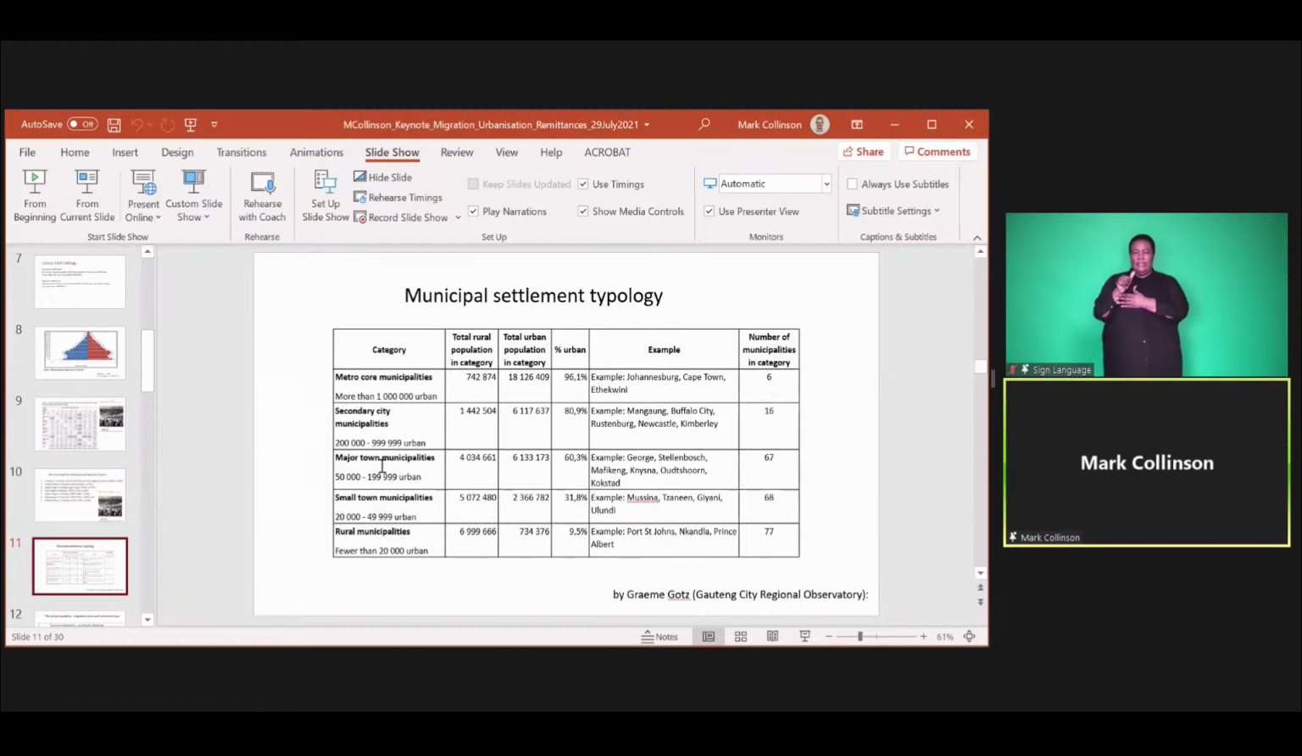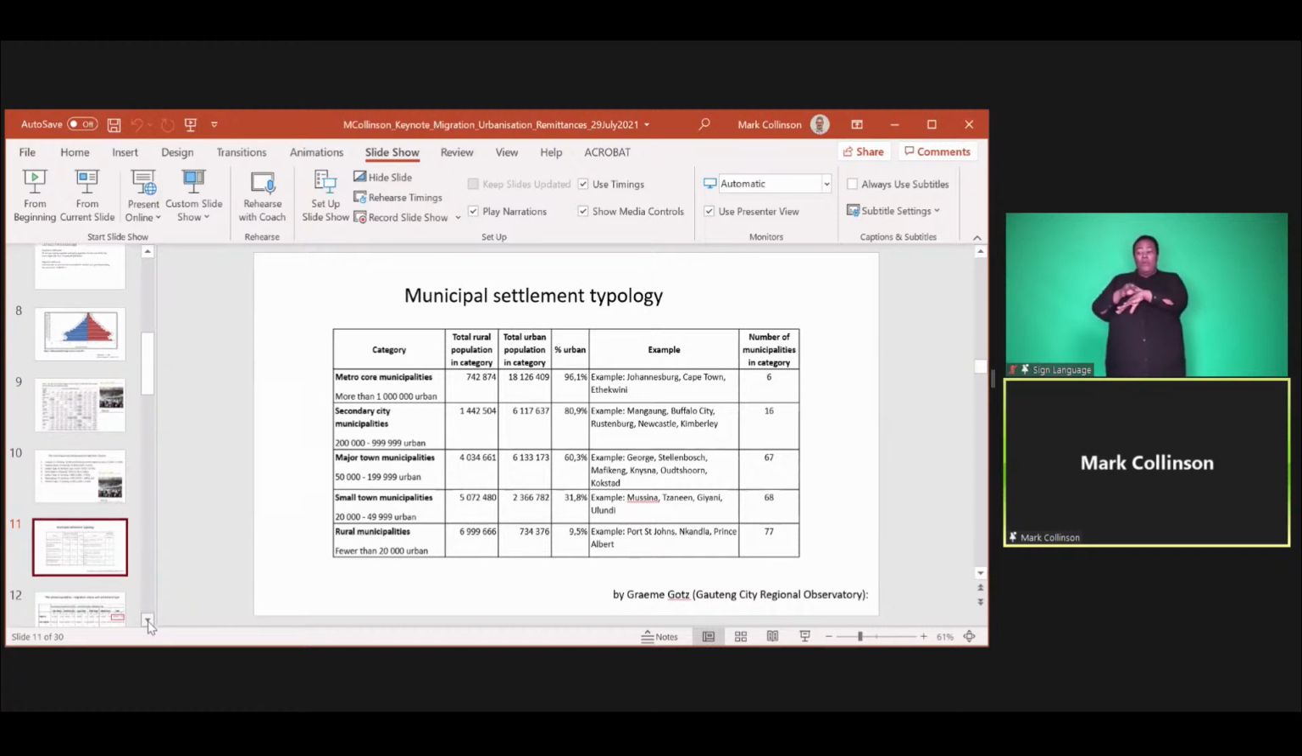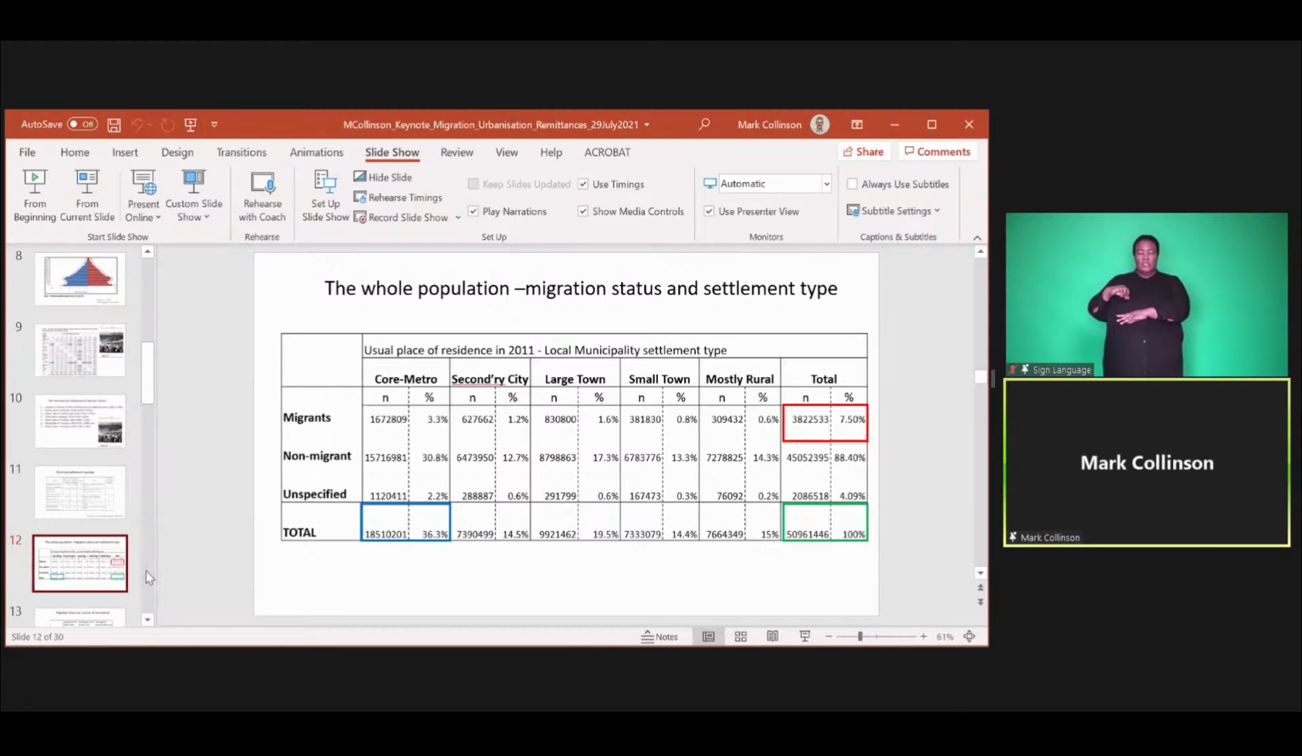So you see this hierarchy continues. Major towns are actually more of them, and a higher proportion of the population in secondary cities. As we go down, rural municipalities are important, and there's a lot of them, 77 in the country. And I'm mentioning these because these are where the SAPRIN data will be coming from, those mostly rural municipalities. So we're going to talk a little bit about these migration settlement types.